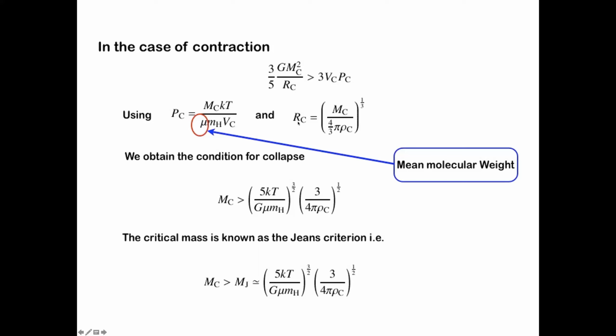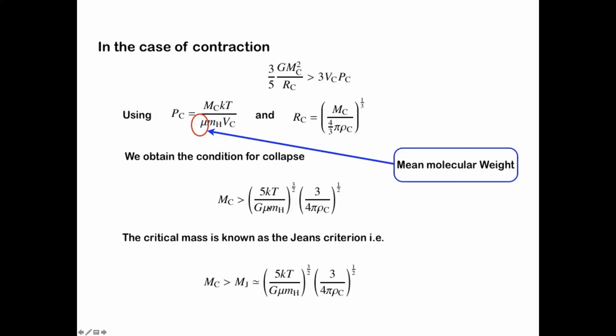Your cloud radius, you can actually rewrite using the expression of the mass of a spherical cloud. You just take the radius explicitly out of the equation and you have this simple expression. So you put these two in here, rearrange, isolate MC, the mass of the cloud. So the condition for collapse is that the mass of your cloud has to be larger than this term here.